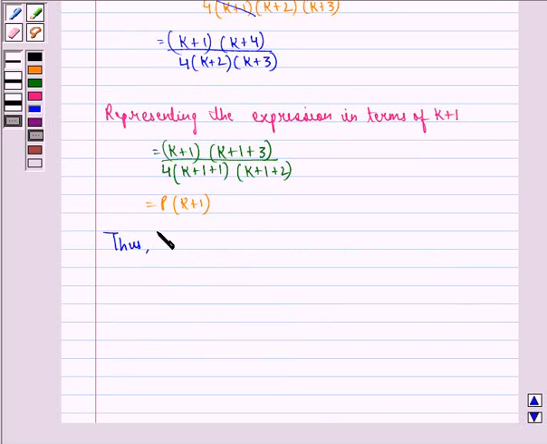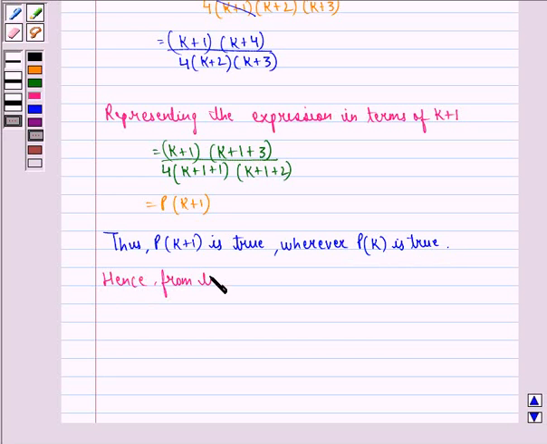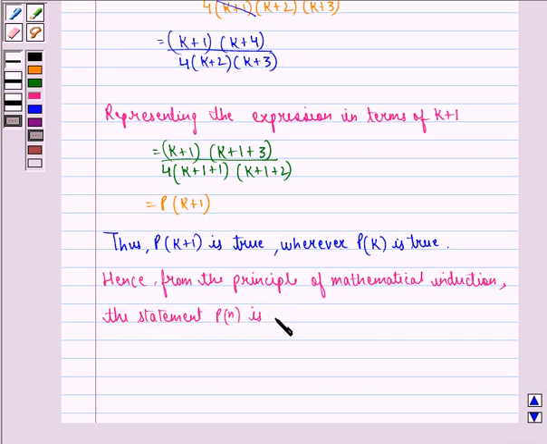Thus, P at k plus 1 is true whenever P at k is true. Hence, from the principle of mathematical induction, the statement P at n is true for all natural numbers n. Hence proved.